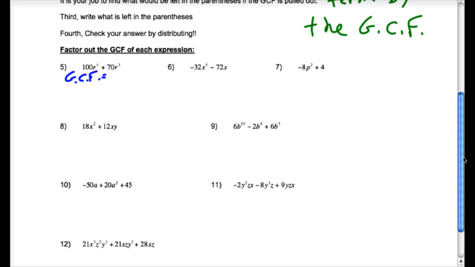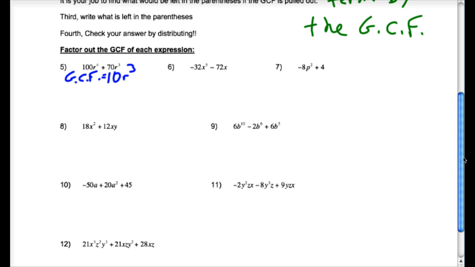Henry, GCF. 10. Well, number-wise, that's right, but the variables count. Oh, 10 r cubed. Correctamundo, 10r cubed. Does everybody agree with that? Nice job, Henry.